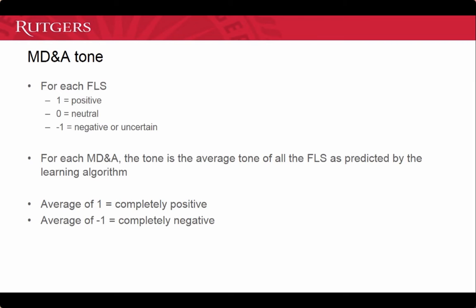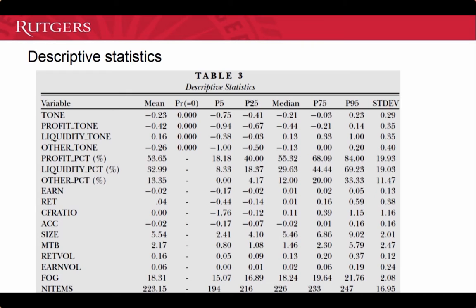All right, so here are some descriptive statistics. So profit, liquidity, and other, those are the 3 categories. All right, so the average tone of the MD&A is negative 0.2. So there are more negative forward-looking statements than positive.